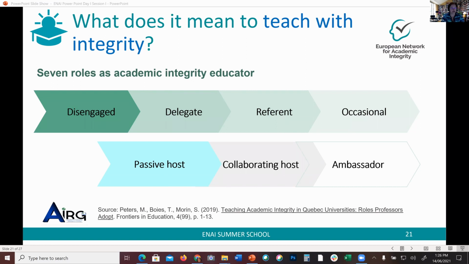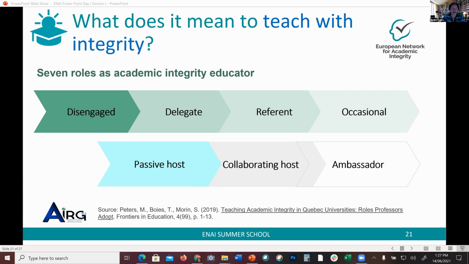But it's not something that he will write in his course outline. It's just when there's a problem, when there's something that needs to be addressed, the occasional teacher will do it. It's already a lot more involved than the other three.